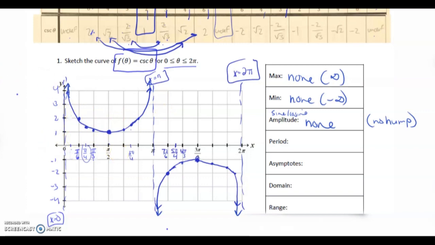And if we were to graph the sine or cosine, so cosecant theta equals 1/sine theta. If you were to graph the sine curve, it would look like this. Okay. Period. So just like the period in sine, the period for this is also going to be 2 pi.